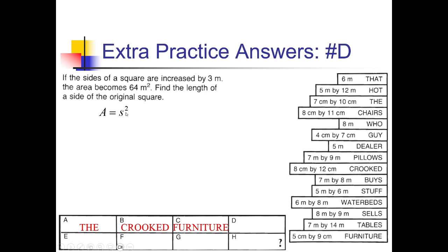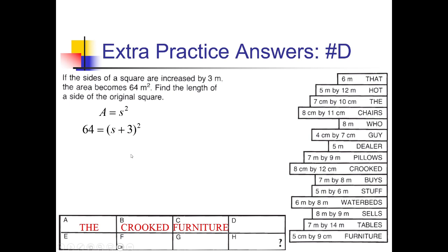And now they told me that the new area is 64, so I'll put that in. And that's only true if I increase the sides of the square by 3 meters. So this S, I'm going to write that now as (S + 3) squared. And that should equal 64. So this is the original side increased by 3.